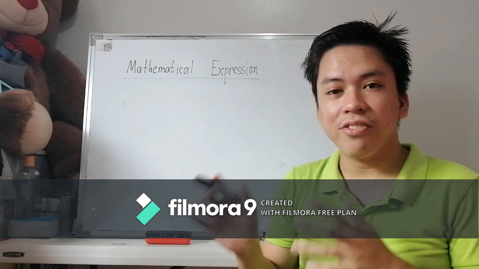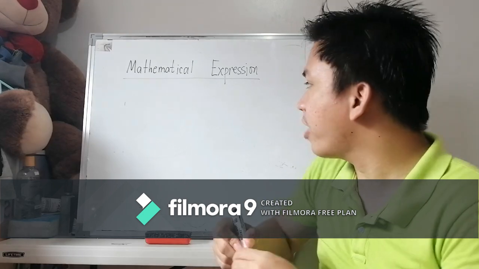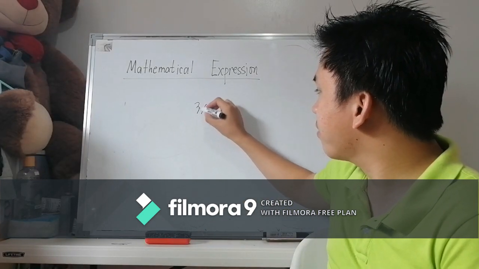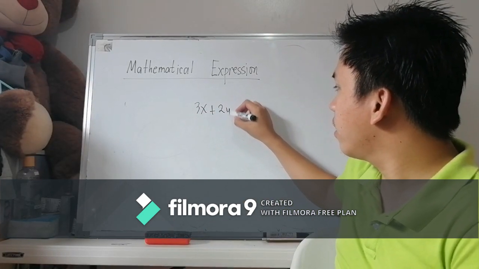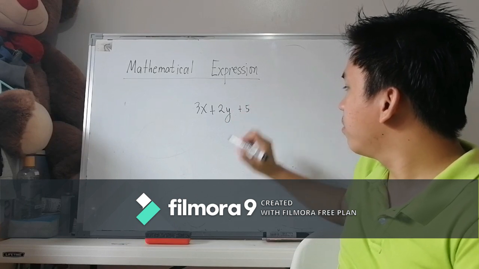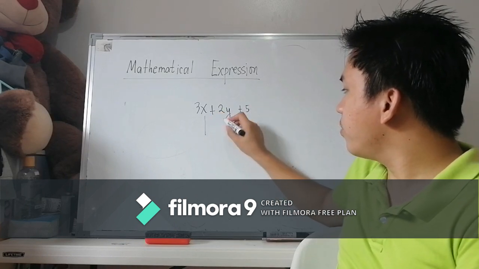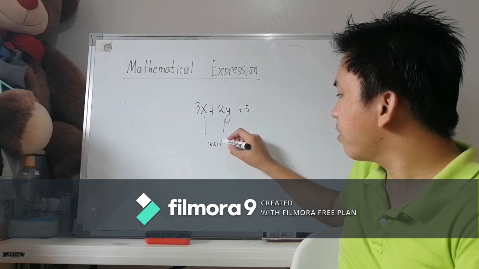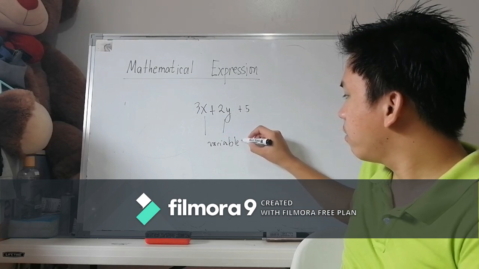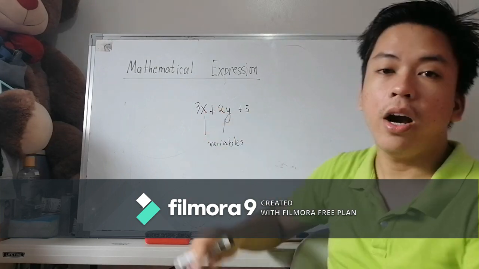For a certain mathematical expression, let's say 3x plus 2y plus 5, these two are the so-called variables. These are constants.